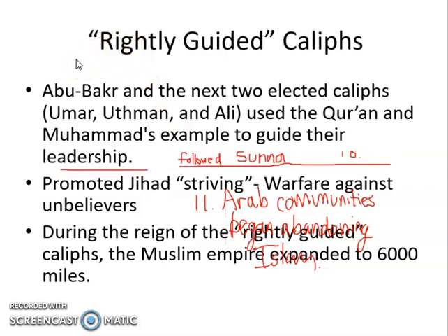Okay. Abu Bakr, Umar, Uthman. They're considered to be the first 3 leaders. We'll talk about Ali in a second. They use the Quran and Muhammad's example to guide their leadership. Now, some people have an issue with these guys.